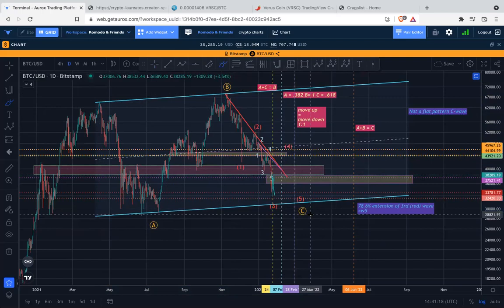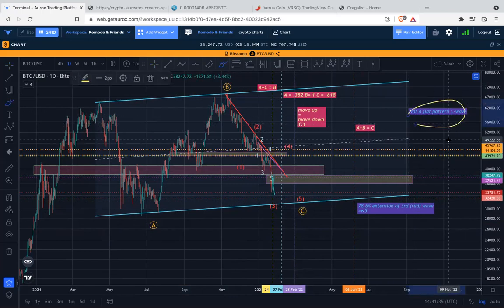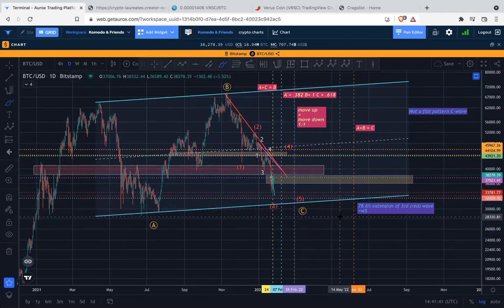And we can find some levels around 28,000 that work with where the price level has reached so far in this impulse. So it can work as a C, but there's still a possibility that this is not the correct way of counting in the Elliott wave sense, and it's not a flat pattern C wave. Okay, but so far this is the best likelihood in my humble opinion.